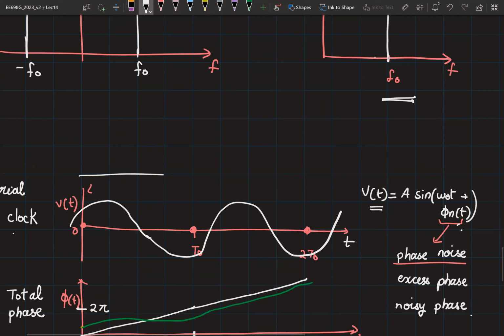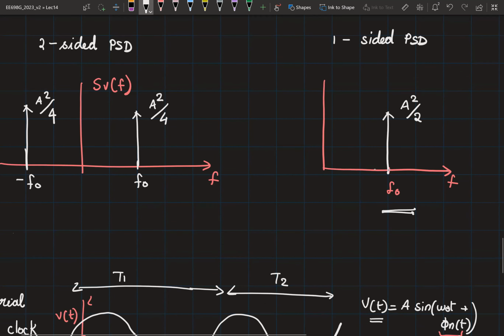Maybe this time period is some T1. This is T2, etc. On an average, this is still equal to T0. Let's say we have a reasonable clock. But all the cycles do not have the same T naught as the period. So what do you think will happen to this power spectral density of this voltage? It will spread around f naught. Is that okay?